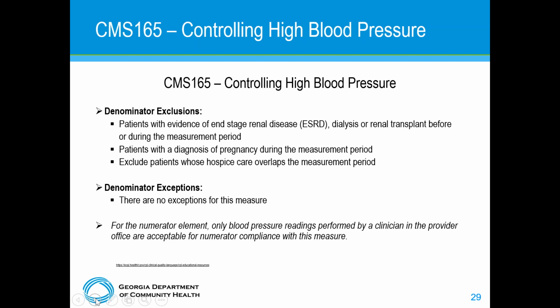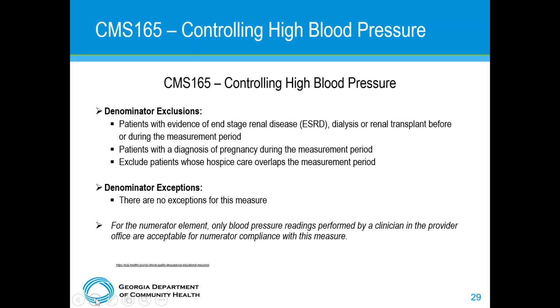For our denominator exclusion, this will include those patients with evidence of end-stage renal disease, dialysis, or renal transplant before or during the measurement period. The patients who are pregnant during the measurement period, and we'll also exclude the patients who are on hospice care and that care overlaps the measurement period. Again, there are no denominator exceptions for this measure.